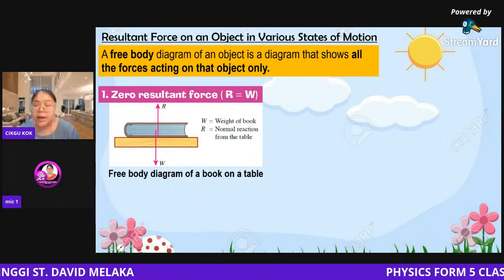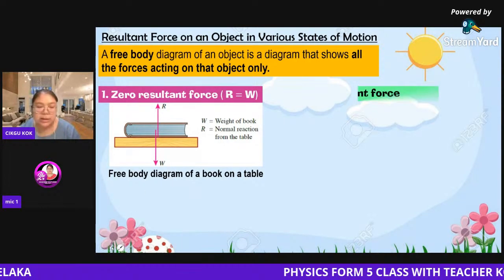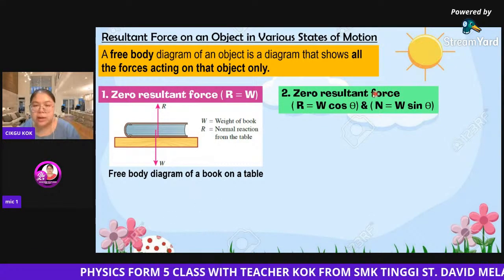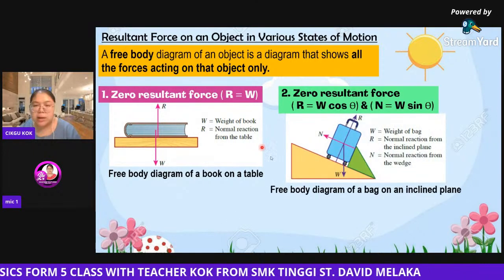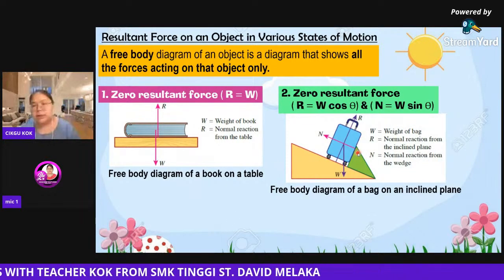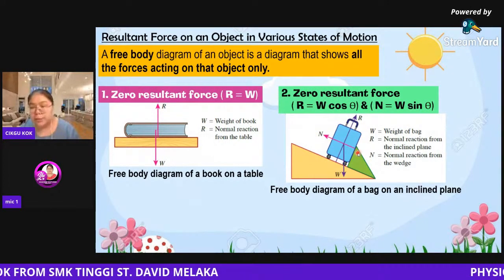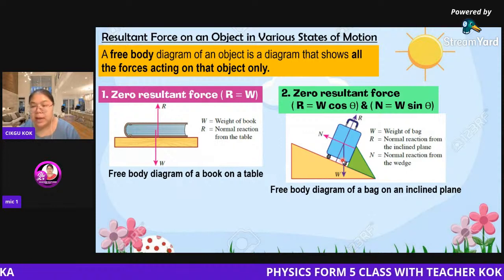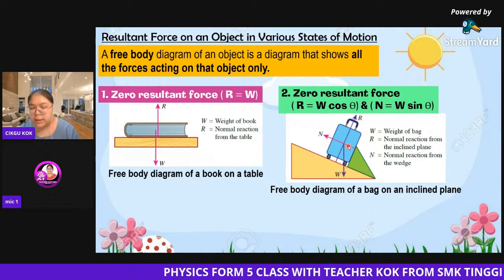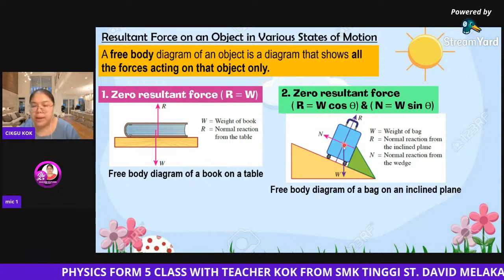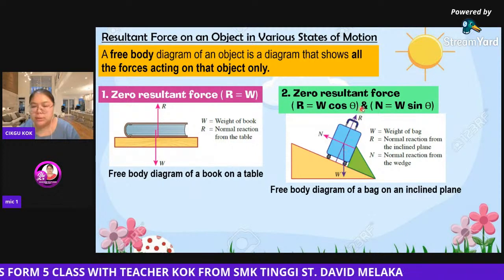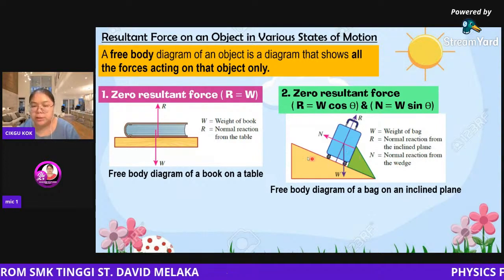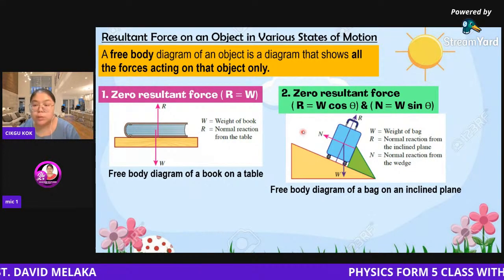We can see another situation, also stationary. This one also has zero resultant force. Now we can see the diagram. The luggage wants to fall down, but it gets blocked by another inclined plane, so it never goes down. So we have the weight of the bag going downwards. We have a normal reaction going upwards. We also have a normal reaction from the wedge, which goes to the left-hand side.